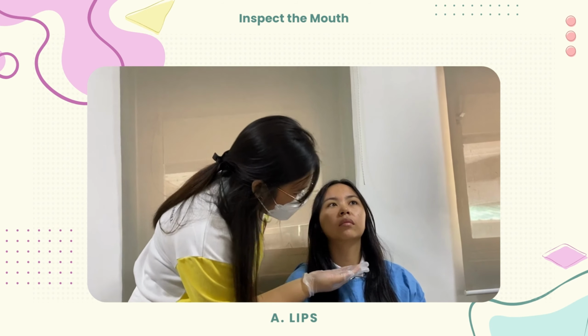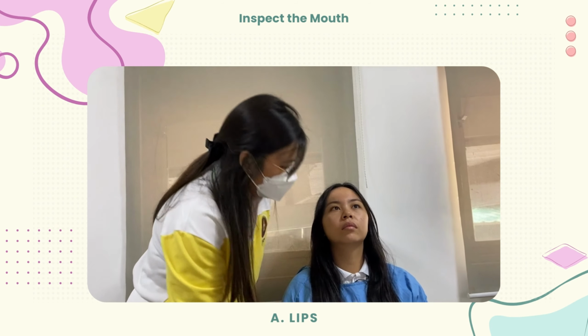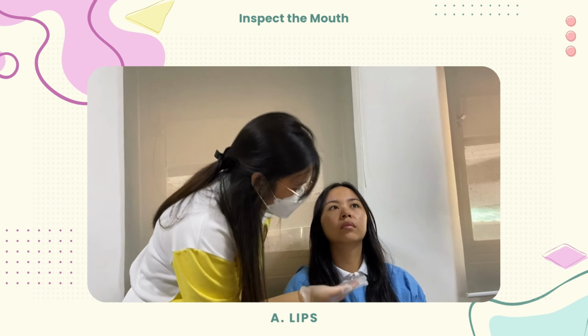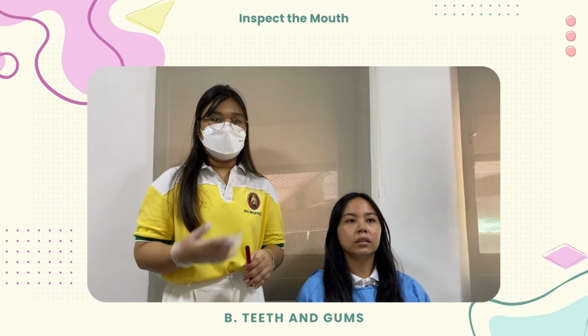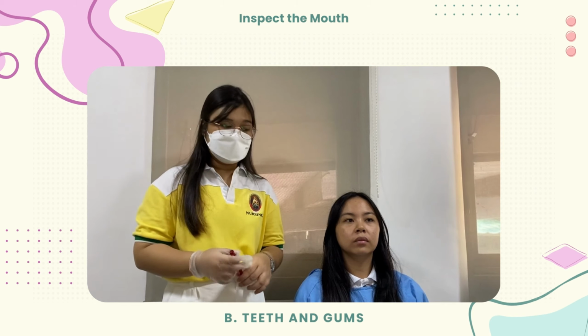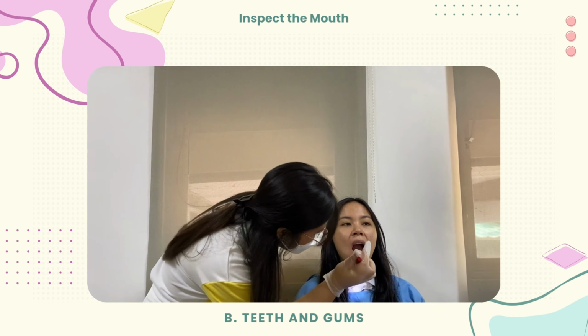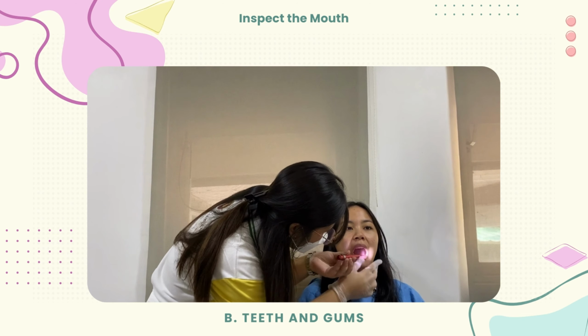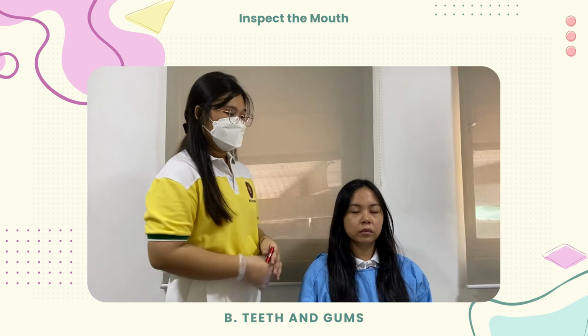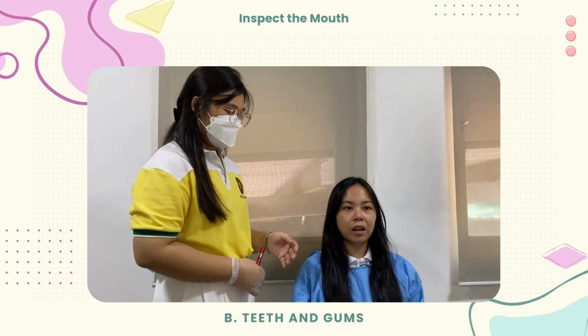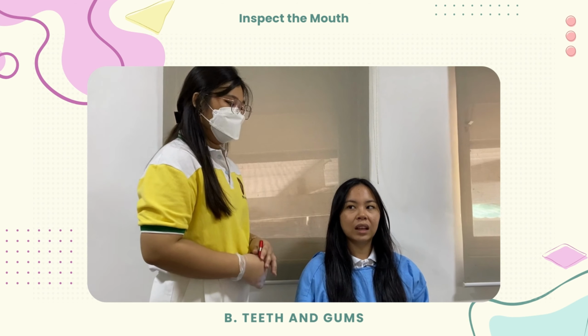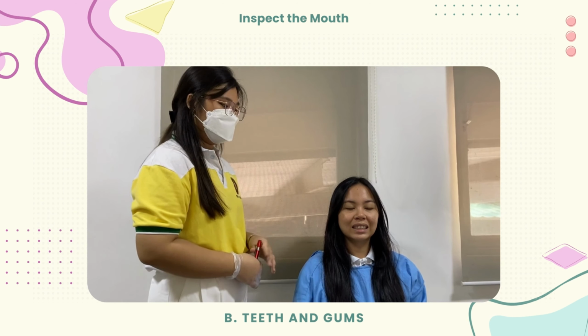Lips. Inspect the lips for color, moisture, cracking, or lesions. Teeth and gums. Inspect the teeth and gums. Compare the number of teeth with the number expected for the person's age. Ask the person to bite as if chewing something and note alignment of the upper and lower jaw.